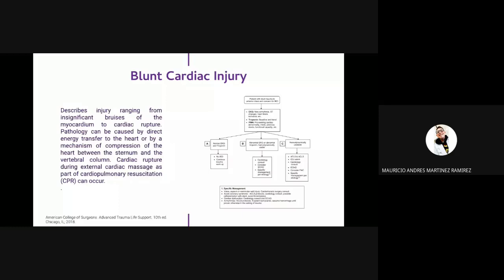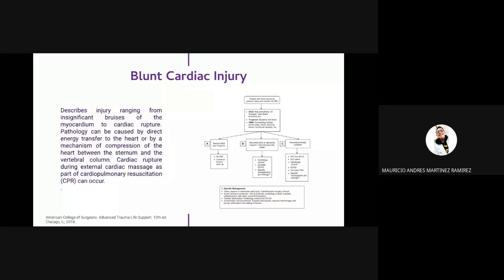Mechanical ventilation is indicated for respiratory failure refractory to less invasive therapies. Blunt cardiac injury ranges from insignificant bruises of the myocardium to cardiac rupture.